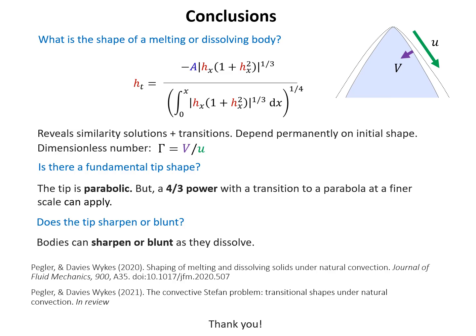Is there a fundamental tip shape? Yes, there is. The tip is always parabolic at the finest scale. However, a 4/3 power can also be more representative in some cases and much broader, even though at a microscopic scale the tip will still be parabolic. Does the tip sharpen or blunt? An interesting conclusion is that either is possible, and that's despite the fact that everywhere else in the shape the effect of dissolution or melting is to smooth the profile.